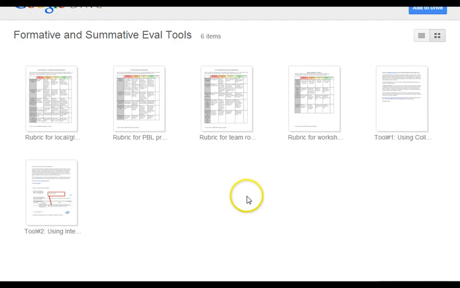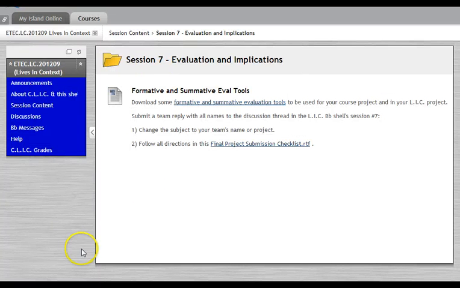In the CLIC PBL process, team members will be asked to evaluate each other. This is another means to ensure that all members of the team are contributing and doing their part. Another way to hold everyone accountable.